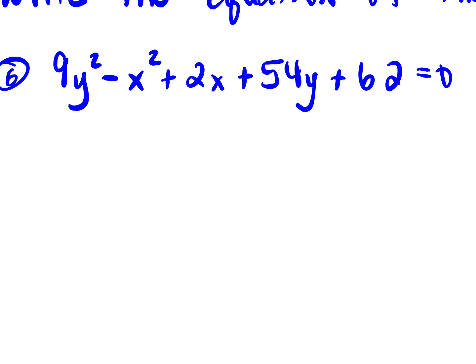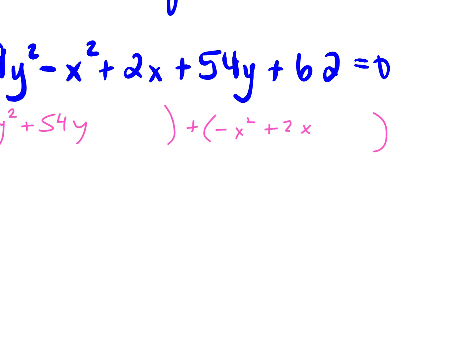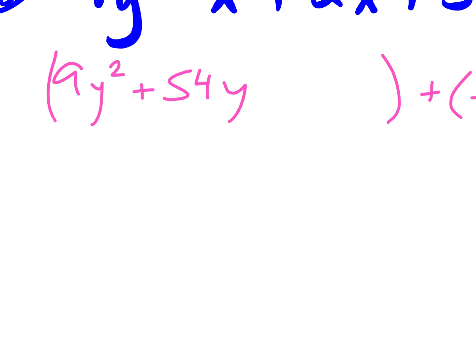So just another completing the square one. So let's start with our y's. 9y squared plus 54y. I'll leave a space to complete the square. Then plus negative x squared plus 2x. And I'm going to move that 62 to the other side to get it out of the way. So subtract 62 on both sides. So equal negative 62.